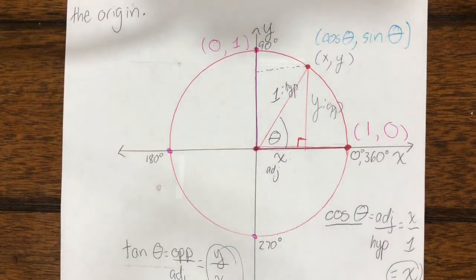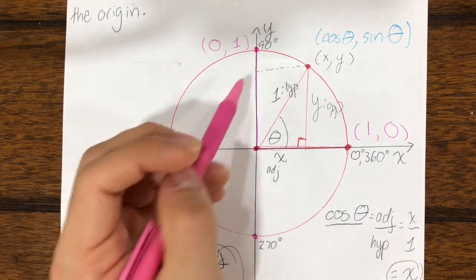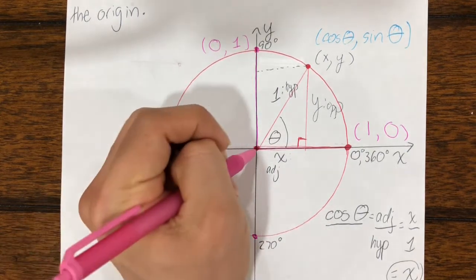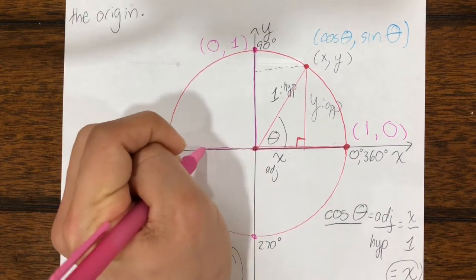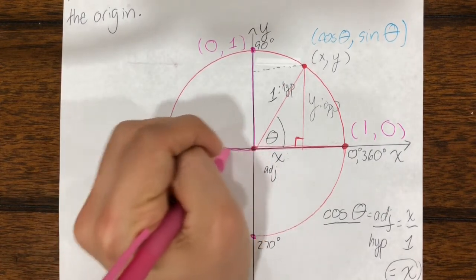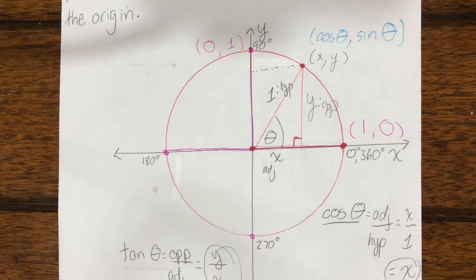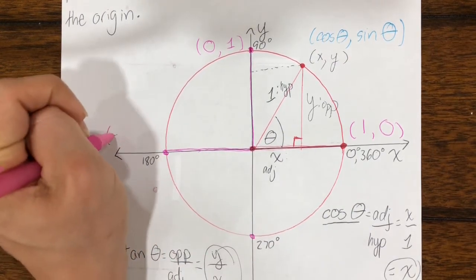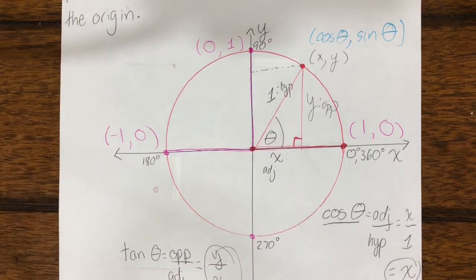All right? And then let's say we're going counterclockwise to 180. From the origin to 180, we're moving 1 unit to the left. If we're moving 1 unit to the left, that means we're going in a negative direction horizontally. So this point would be -1, comma, 0.